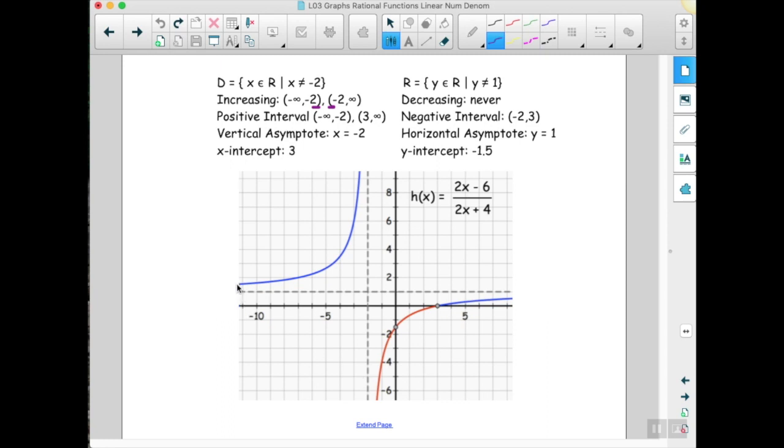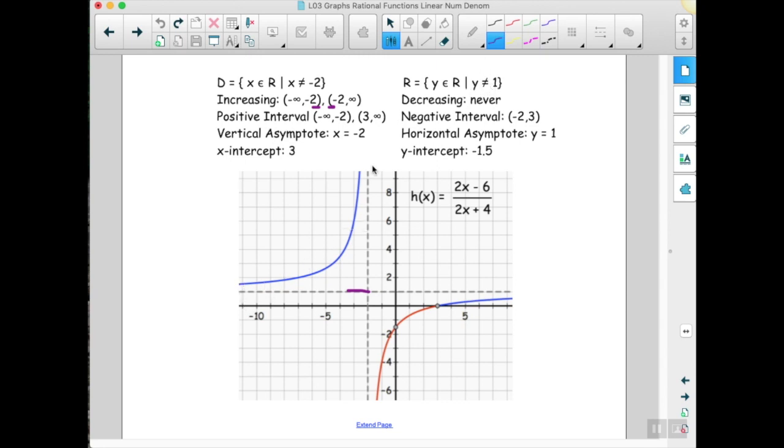Our positive intervals were right here, from negative infinity to -2, and from 3 to infinity. We had our vertical asymptote right here, which was at x equals -2. We have our x-intercept right here of 3. Our range, we're going to hit all real numbers except this value right here, and that's 1. That's where our asymptote is. So all real numbers but 1.